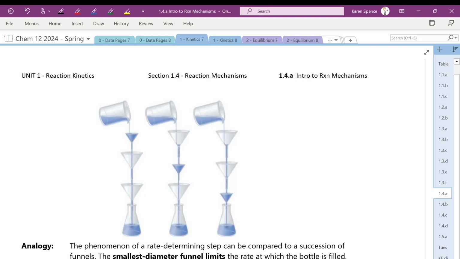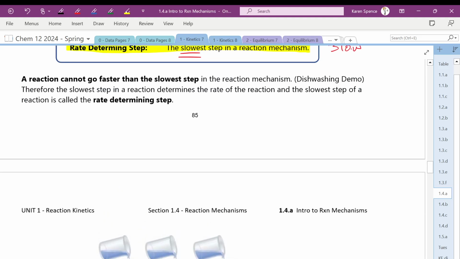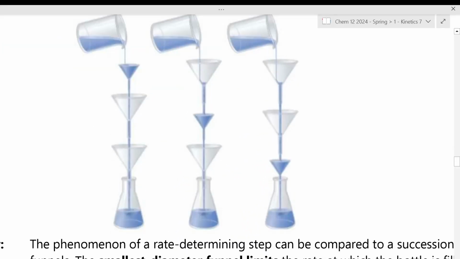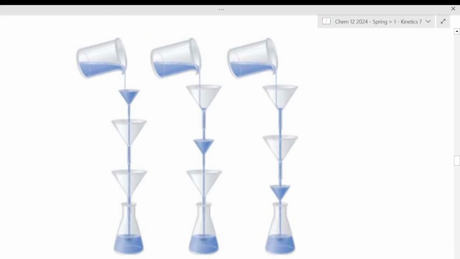Okay, so if we go on to our next page, page 86, you can actually see we have a little bit of a different picture here. This is a different analogy. If your first step has the smallest capacity, you cannot fill it any faster than you can with that first funnel. That funnel will overflow, right? And it doesn't matter where you put the smaller funnel, you cannot fill faster than it can go through the smaller funnel. So that's another analogy.